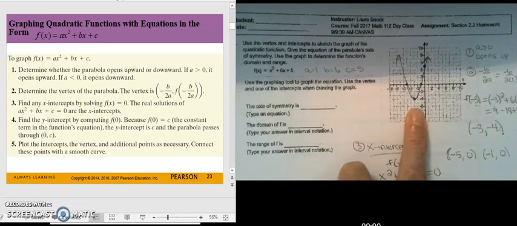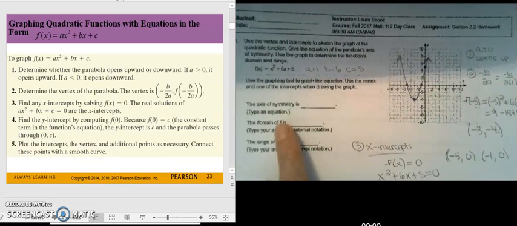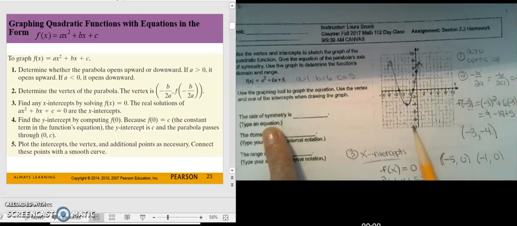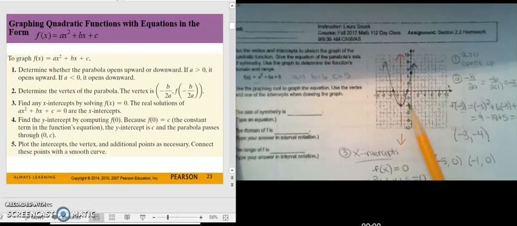Now let's go back and answer the questions. They want you to graph it. They want you to find the axis of symmetry. The axis of symmetry is this line that goes right here. Okay, here's the axis of symmetry. It's always x equals something. It's a vertical line. X is equal to this value right here. So it's x is equal to negative 3.